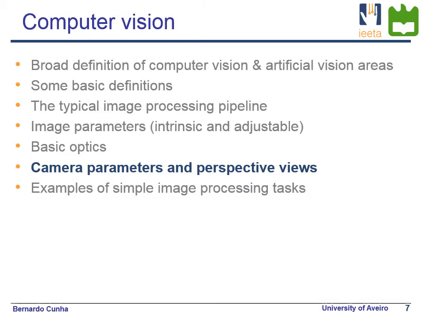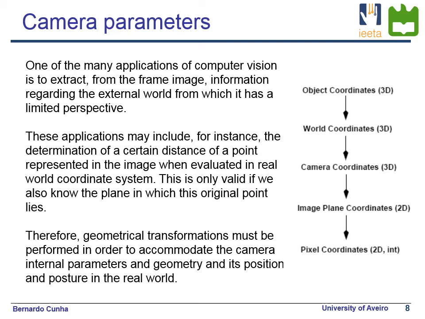Moving on into a little bit higher abstraction layer, we would like now to shortly view something about camera parameters and perspective views. I would say that in most applications, namely in computer vision and in robotics, what we'd like to do is to extract from the frame image information regarding the external world, because in this sense, the vision system acts as a sensor for the robot and allows the robot to perceive what is going on around itself.